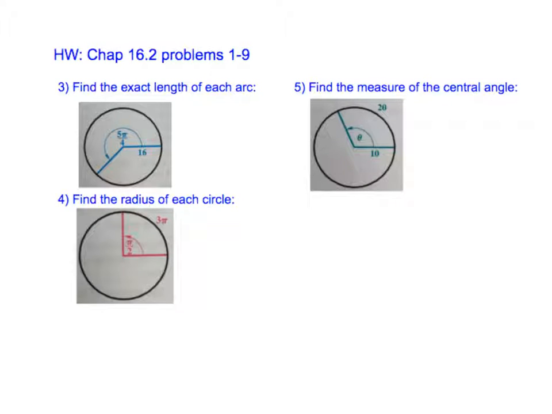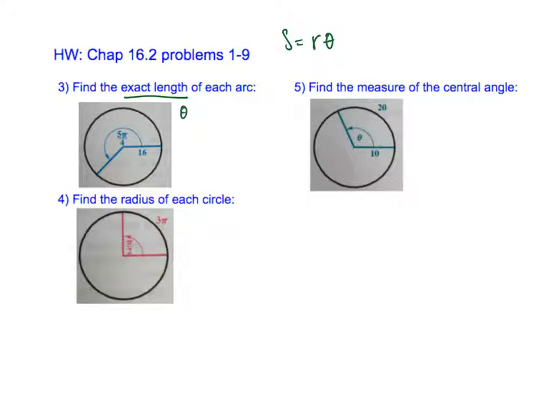Okay, so in here it gives you a circle and you have to find a certain part of the formula from the previous slide. So S equals the radius times the angle. In this first one, you need to find the exact length of the arc. If you're looking for the length of the arc, S is what you need to find.